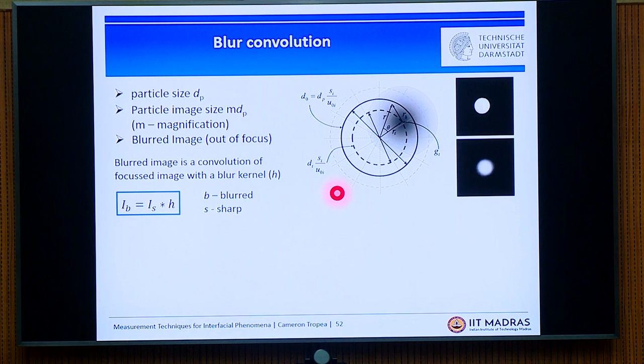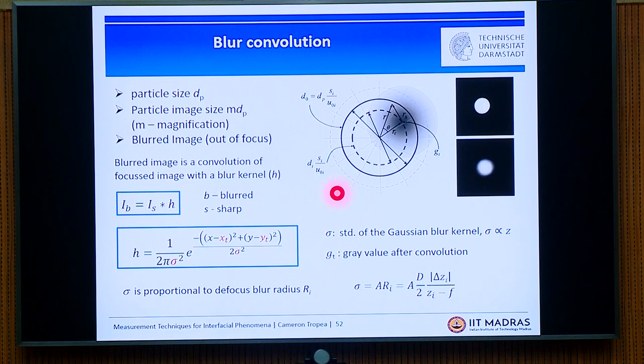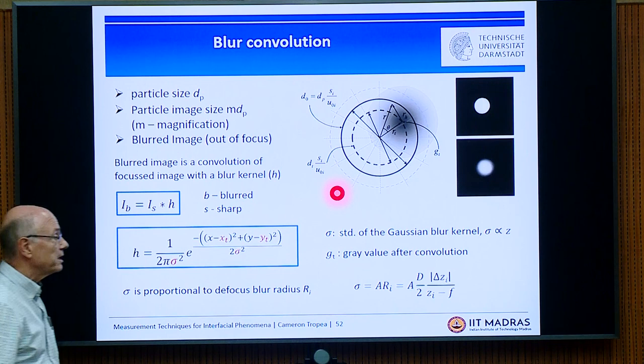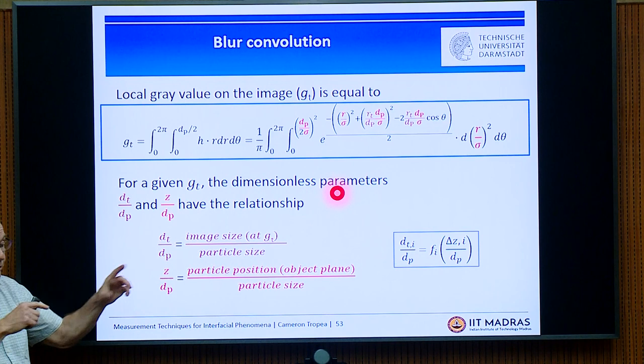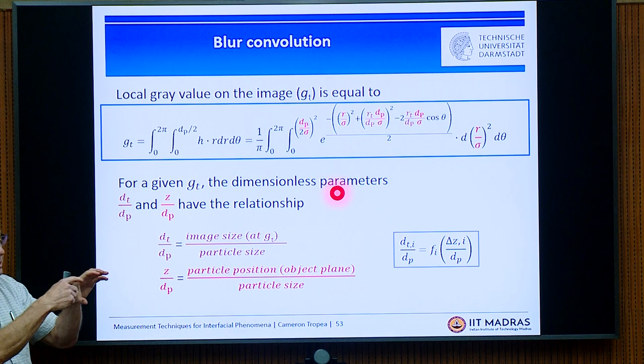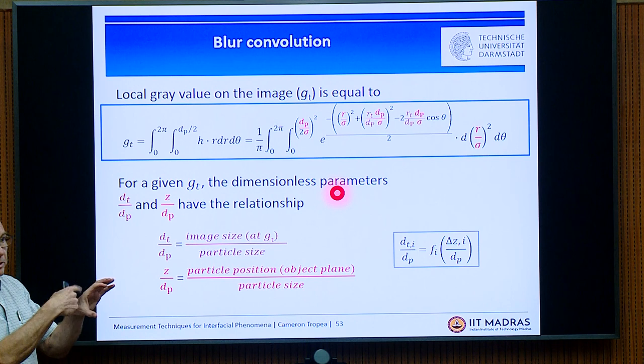Okay, so I keep the story a little bit short. The variance of that blur kernel is going to depend on how far you are out of focus, delta Z, and so you can do some dimensionless numbers here. And what I want to do is then do the following. If you take that blurred image and you say the gray level is between 0 and 1, and I'm going to take a gray level of, let's say, 0.6, then I know the size of the blurred image. That's dt.